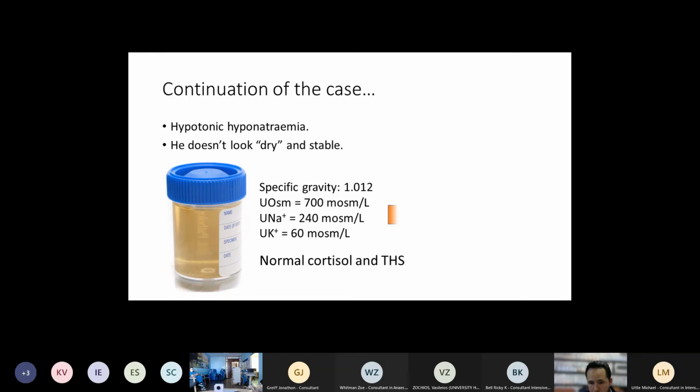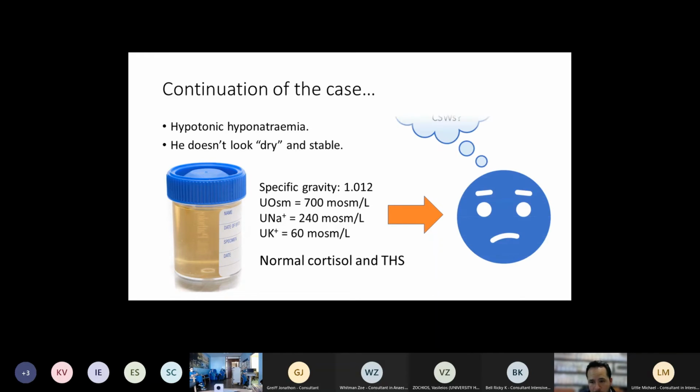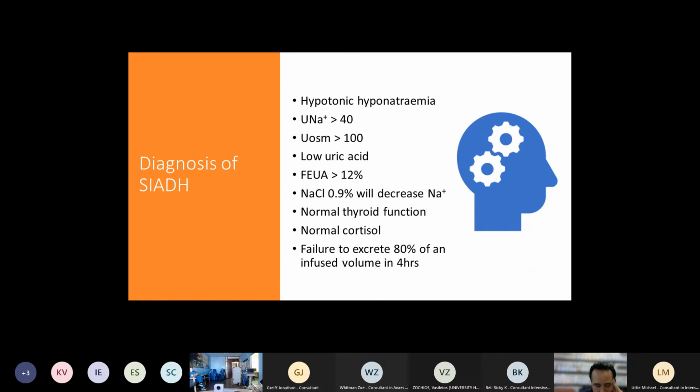Normal cortisol, normal thyroid tests, and we are wondering, could this patient have SIADH because the patient just had a neurosurgical procedure, or could this be cerebral salt wasting? This is not a newer syndrome, but there is no clear definition of whether it exists or not. In neurosurgical ITUs, neurosurgeons really believe in this entity. Here in nephrology, we are a bit more cautious about it, but we recognize that patients who have had neurosurgery are at risk of hyponatremia.